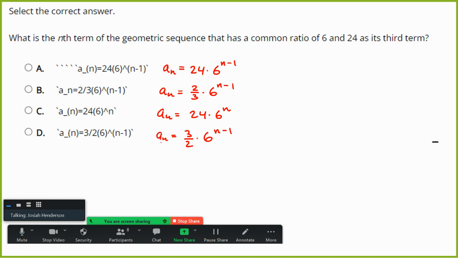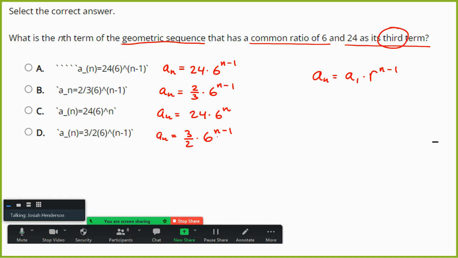They want us to pick the right formula to go with the information given. What is the nth term of the geometric sequence that has a common ratio of 6 and 24 as its third term? Third. Pay attention. Not first term, third. We had a problem like this before, where we were given information about the third term. We have to work backward to find the first term, because the formula for the geometric sequence is a sub n equals a sub 1, the first term, we need that, times r to the n minus 1.